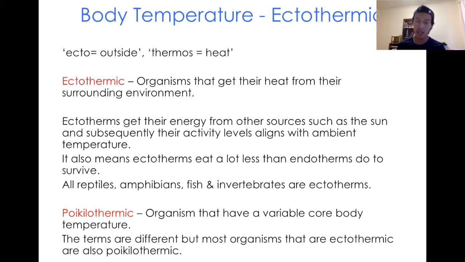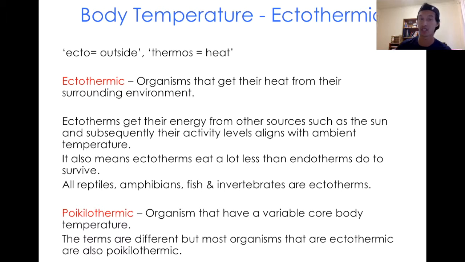There's a second term once again, which is called poikilothermic. Poikilothermic organisms have a variable core body temperature, which means their core temperature fluctuates fairly frequently. Once again, the terms are different, but most organisms that are ectothermic are also poikilothermic. There are a few examples of organisms that are ectotherms, but are not necessarily poikilothermic, but are rather homeothermic.